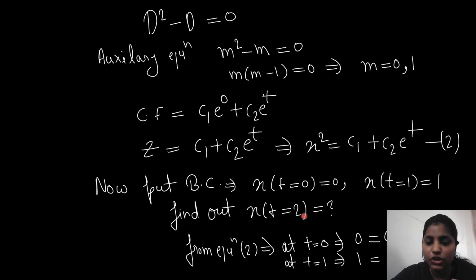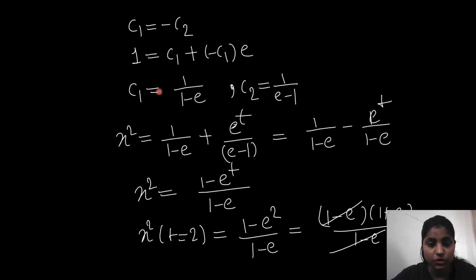Now put the boundary conditions which are given in this question, that at t is equal to 0, x is 0. At t is equal to 1, x is 1. So put the values. The first equation you will get, if you put t is equal to 0, x is equal to 0, is c1 plus c2 is equal to 0. Now at t is equal to 1, you will get the second equation. Now solve these two equations and find out the values of c1 and c2.